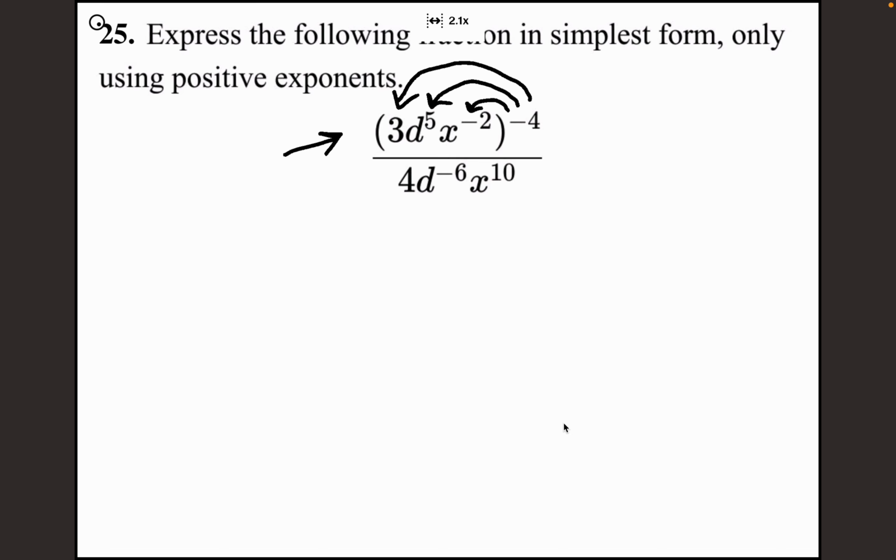Make sure you apply the -4 to 3. Now, when you do that, don't just put it in your calculator because you're going to get a decimal. So I'm just going to put 3 to the -4 right here. All right, and just leave it like that for right now.